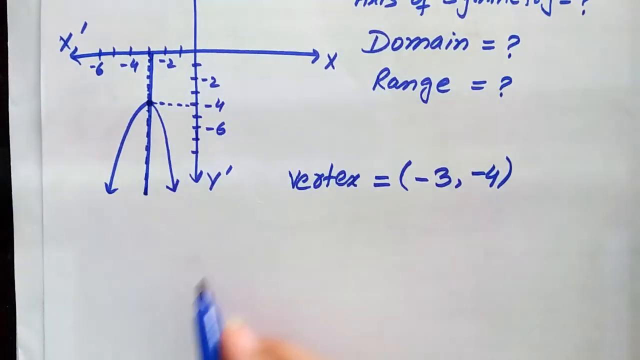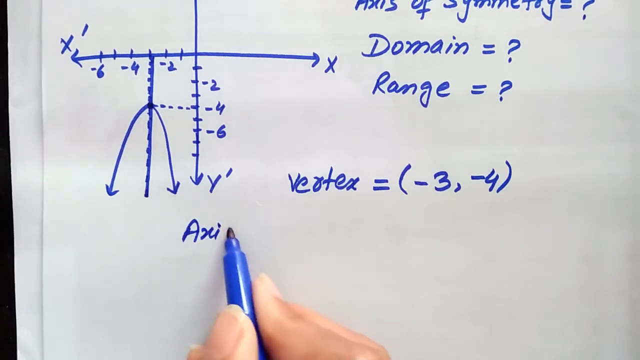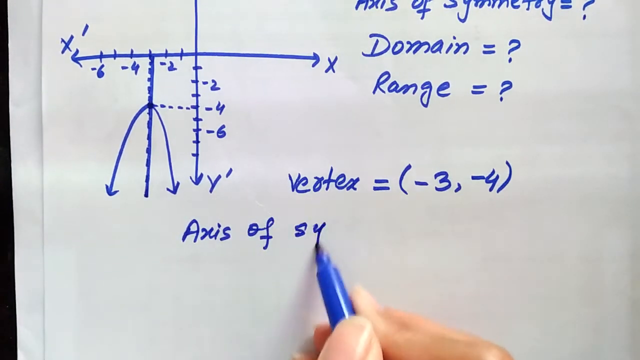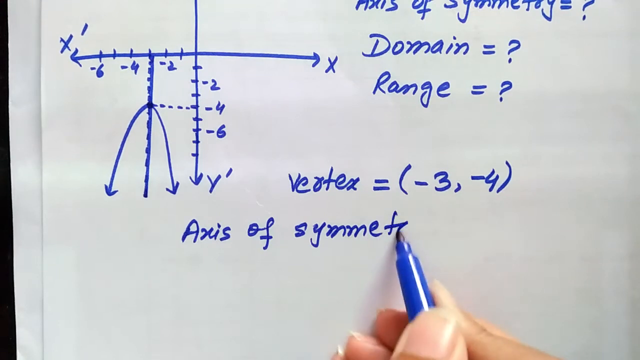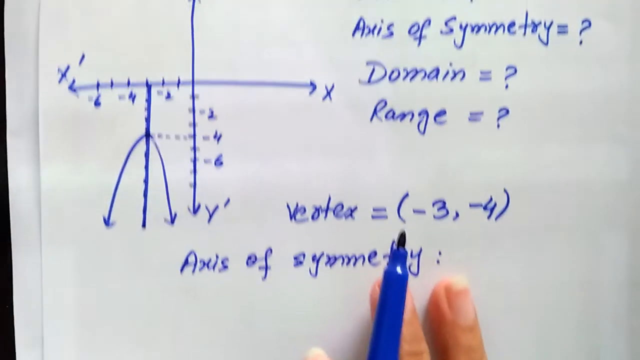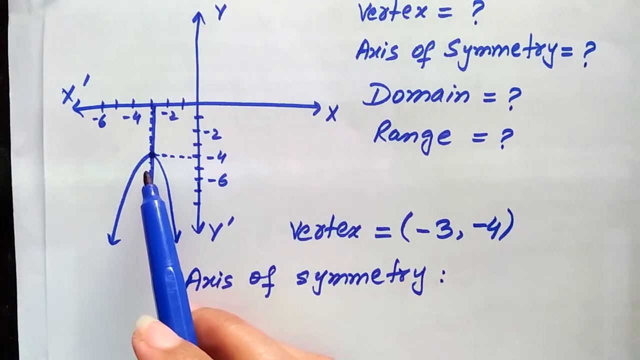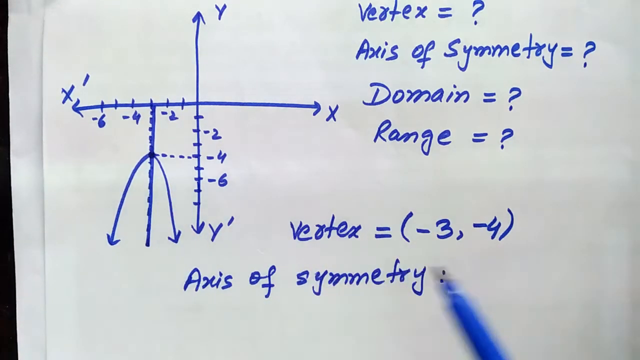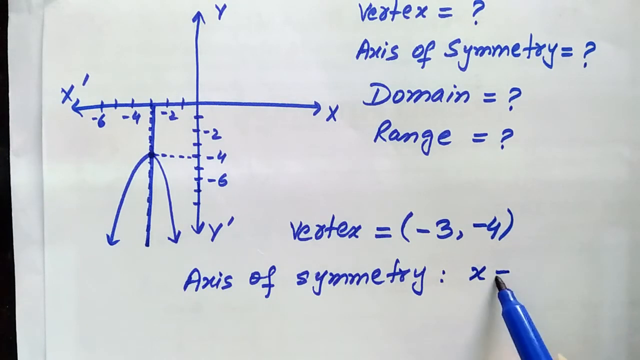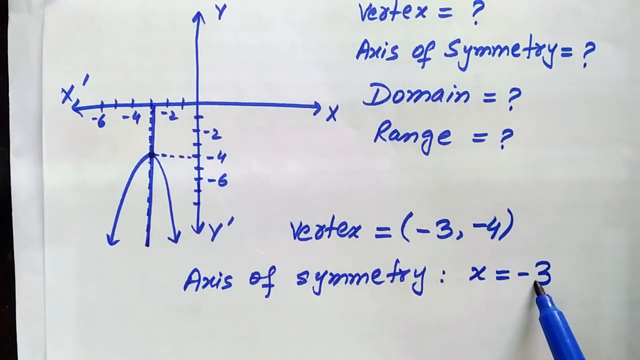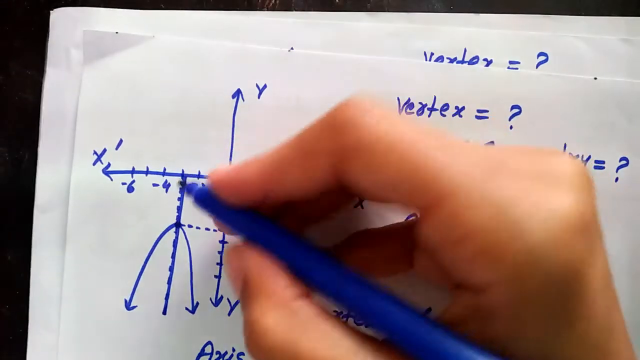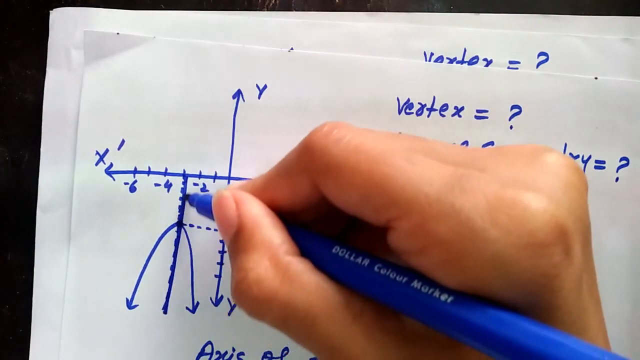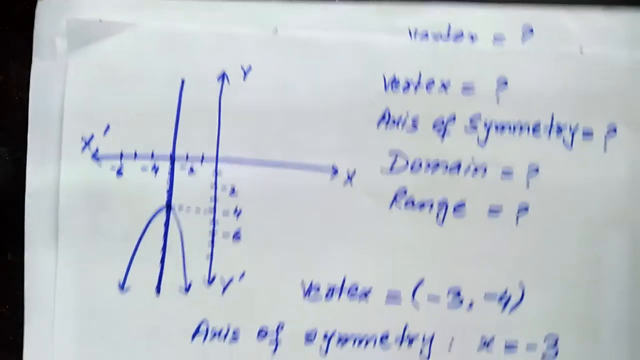So the axis of symmetry of this parabola will be basically the x-coordinate of the vertex, that is x equals -3. So x equals -3 is the axis of symmetry of the parabola.